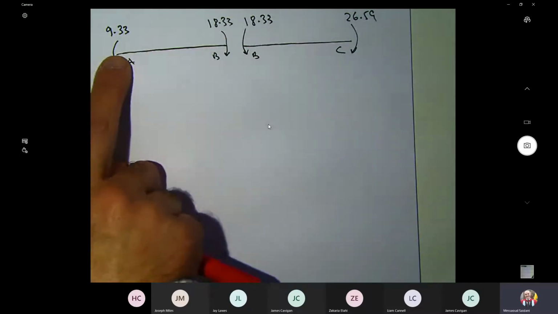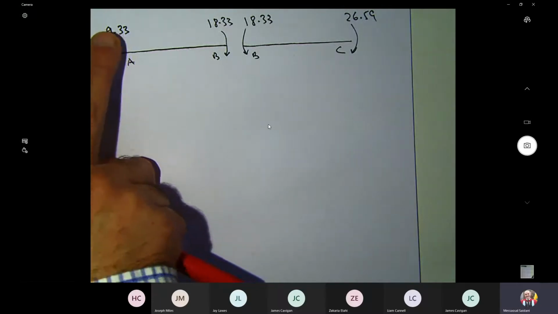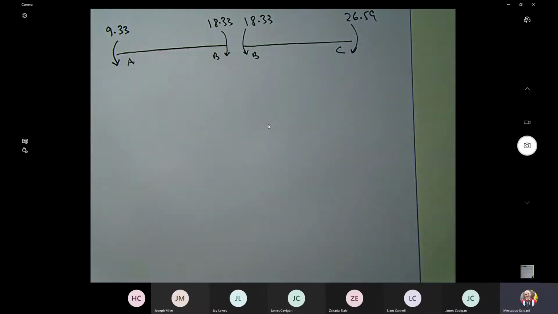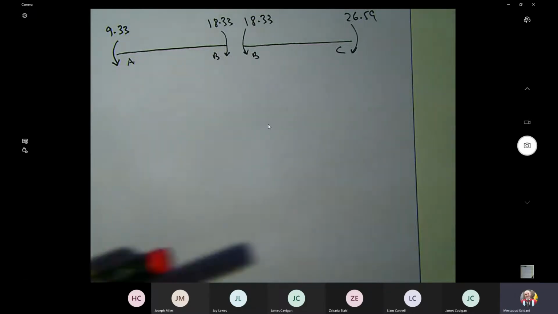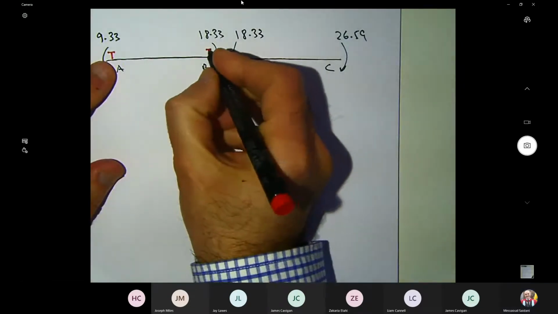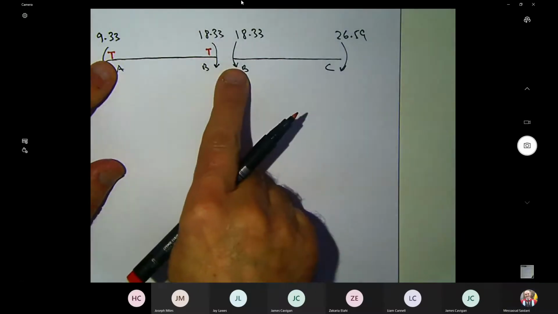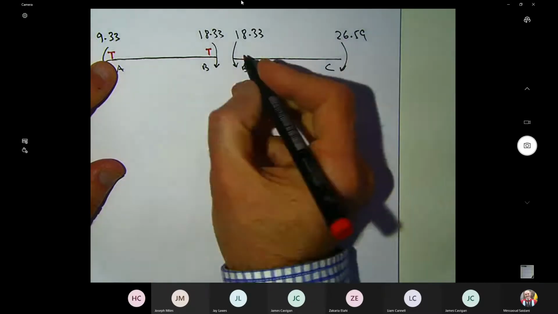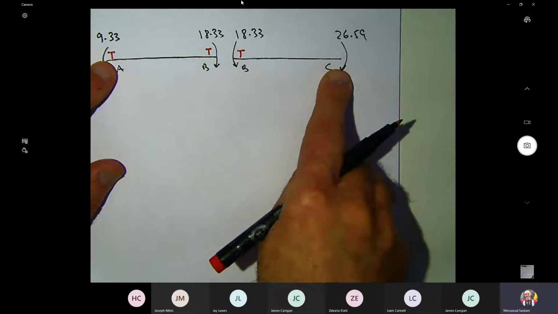tension. For example, if you take joint A here, where is the tension, at the top or at the bottom? What do you think? Look, you've got a moment 9.3 going this way, isn't it? So you have tension at the top, can you see that? And then it's compression at the bottom. Where is the tension at B here? You agree? Top or bottom? Top.